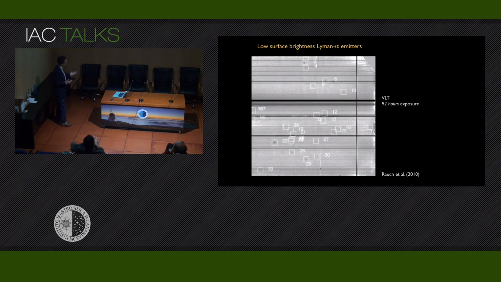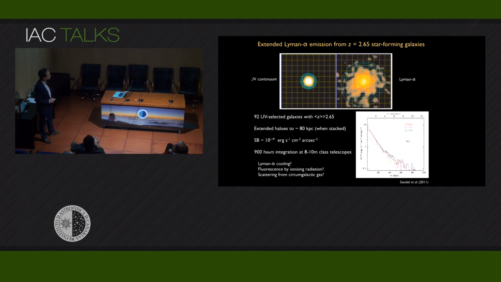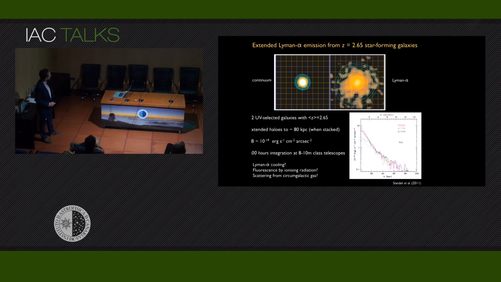Now, this has again been attempted. Michael Rauch was the first one to do that at VLT. After something like 100 hours, he detected all these Lyman-alpha emitters, where you cannot see the continuum, you just see the strong Lyman-alpha line. Again, it is not a very efficient use of the telescope. If you have access to Keck, like Chuck Steidel, he spent 1,000 hours on something like 100 galaxies, and he found that the UV continuum is far more compact than the Lyman-alpha halo of these galaxies. Again, cosmological dimming is a killer at this redshift, but you see again the extended emission all the way to something like 80 kiloparsecs comoving.